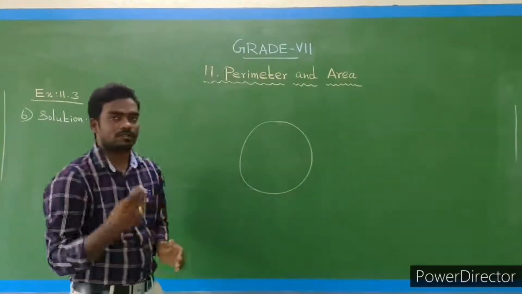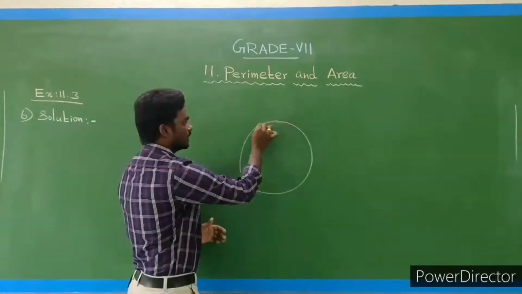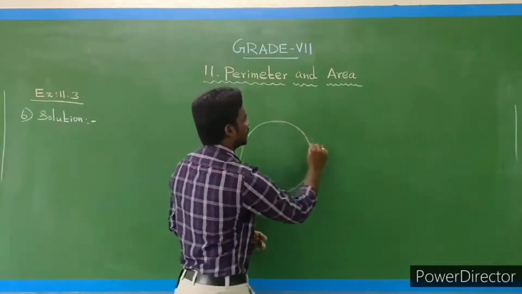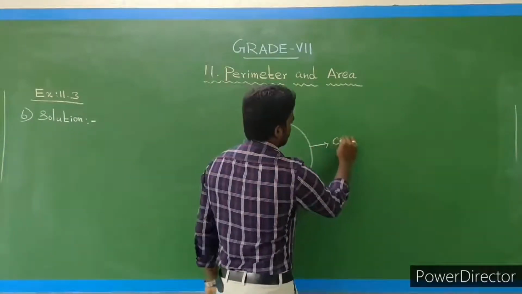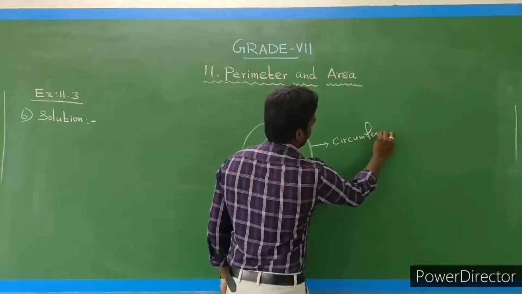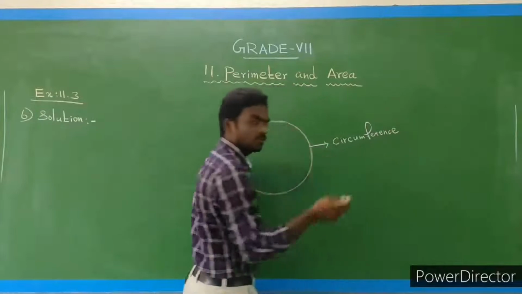What is meant by circumference? We know circumference is the length of its boundary. So which is called, what is that? Circumference. Circumference is the length of boundary.